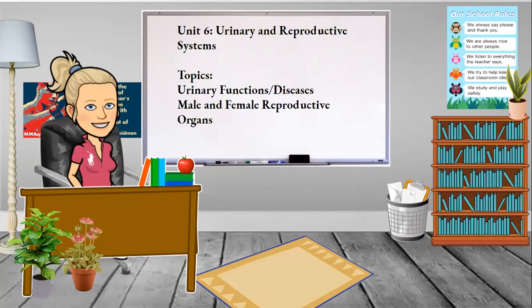And lastly, one of the units we'll do is the urinary and reproductive systems. Within the urinary system, we will talk about the different functions of the urinary system and the diseases that are involved. And in the reproductive system, we will talk about the male and female reproductive organs. Also, we will, if we return to school, be able to do the dissection of the cat. If not, we will do various virtual dissections throughout the semester.